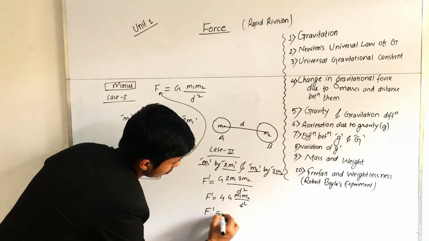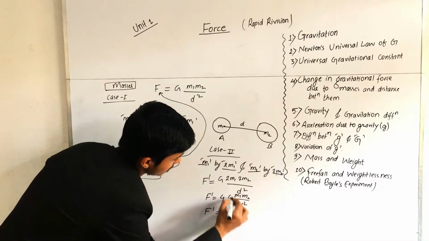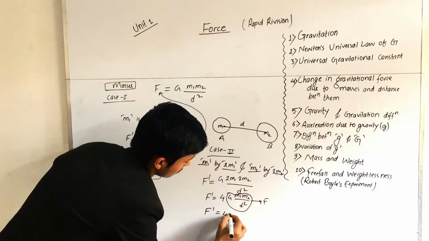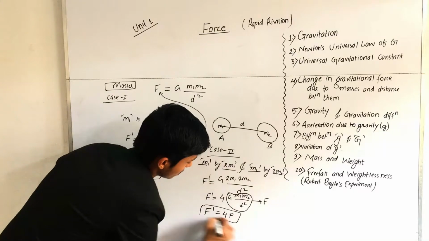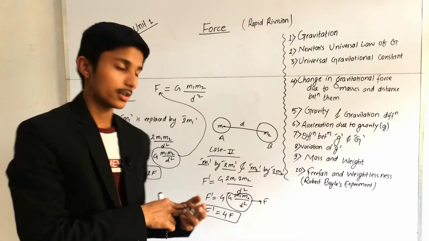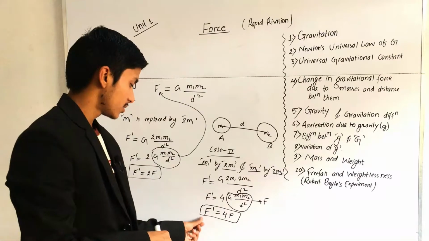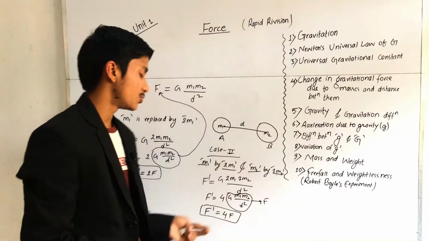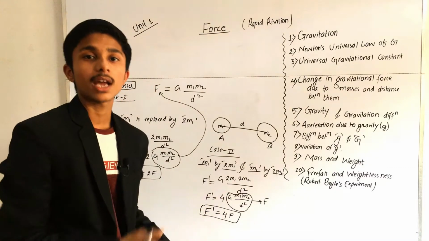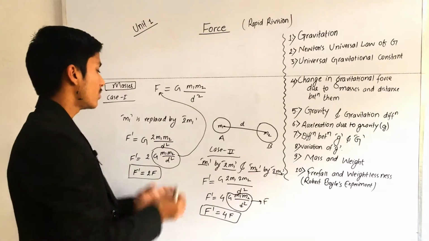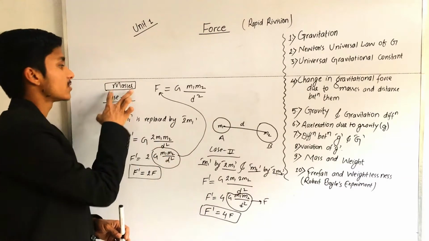F' is equal to 4 times F, where F is the original value. So we can say that when the masses of the two bodies are doubled, the gravitational force between them will be 4 times the previous gravitational force. We have discussed cases related to mass.